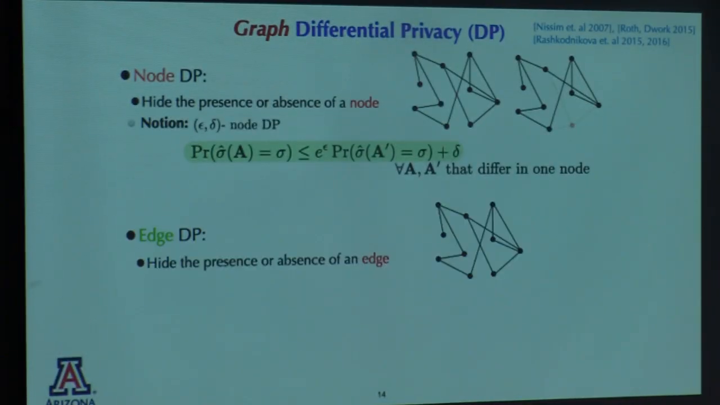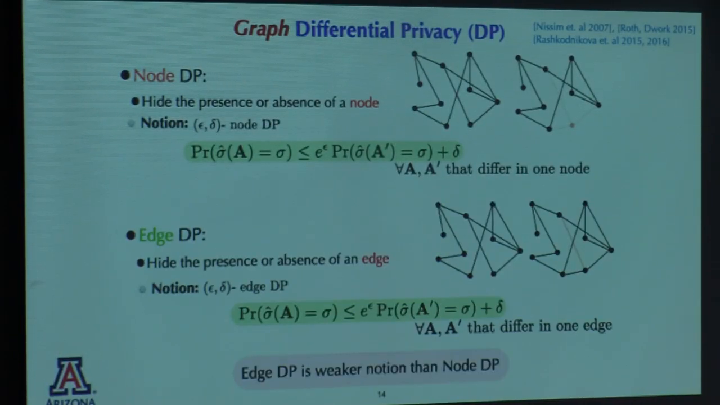Okay. So I'm going to talk about two notions of privacy: node and edge differential privacy. The first notion is node differential privacy. It requires, or tries, to hide the presence or absence of a node. Okay, so here is what I mean.